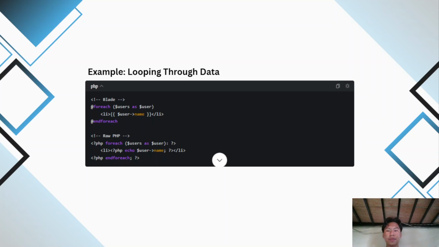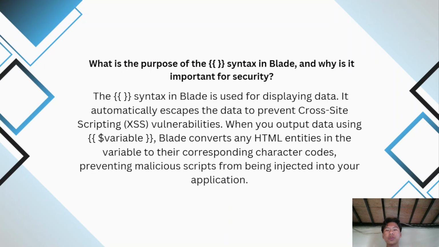Next, what is the purpose of the {{ }} syntax in Blade and why is it important for security? The {{ }} syntax in Blade is used for displaying data. It automatically escapes the data to prevent cross-site scripting vulnerabilities. When you output data using a variable, Blade converts any HTML entities in the variable to their corresponding character codes, preventing malicious scripts from being injected into your application.